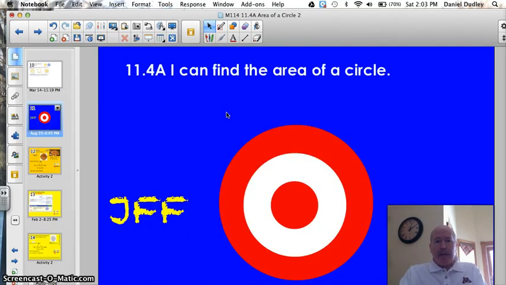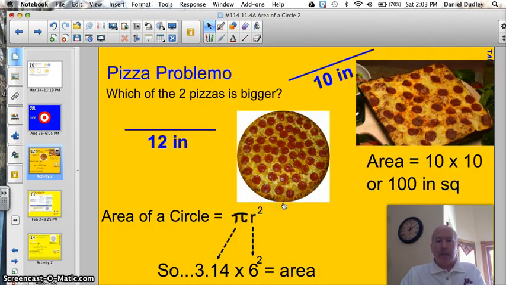Here is the target tonight. Officially, 11.4a, I can find the area of a circle. Let's do this thing. The pizza problemo. We talk a little bit Italian. Which of these pizza pies is bigger? So if you want to know which of these two pies is bigger, you've got to be able to find the area of a circle.